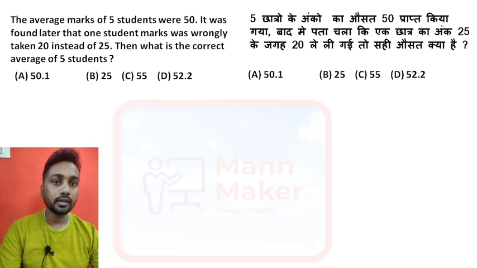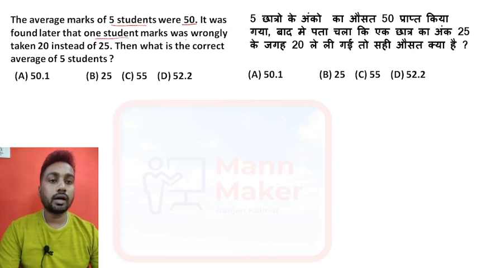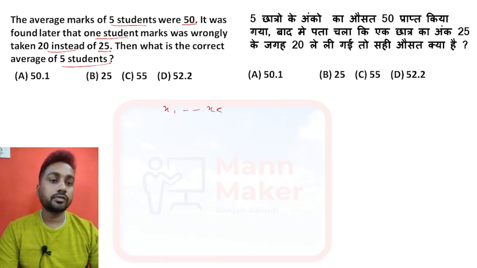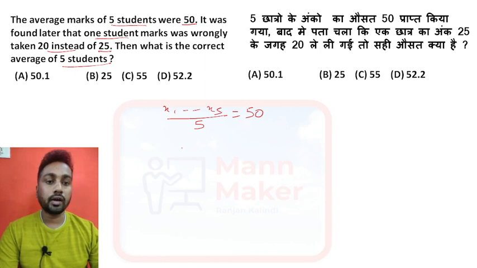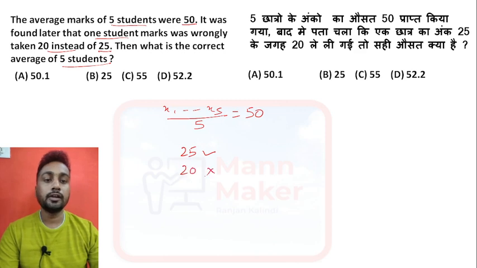Next, the average marks of 5 students were 50. It was found later that one student's marks were wrongly taken as 20 instead of 25. What is the correct average for 5 students? There are 5 students and their average is 50. It was found later that the student's marks were wrongly taken as 20 instead of 25, so 25 is the right marks and they have taken 20 wrongly.